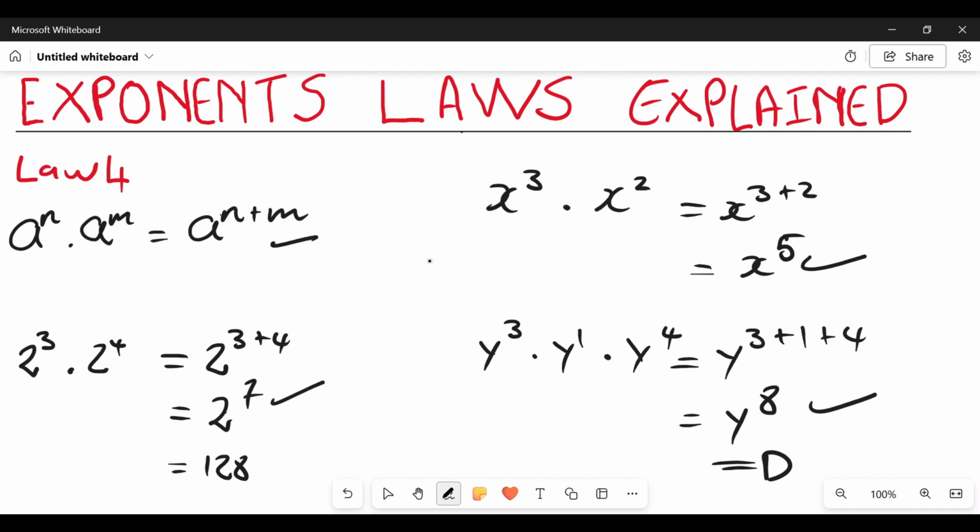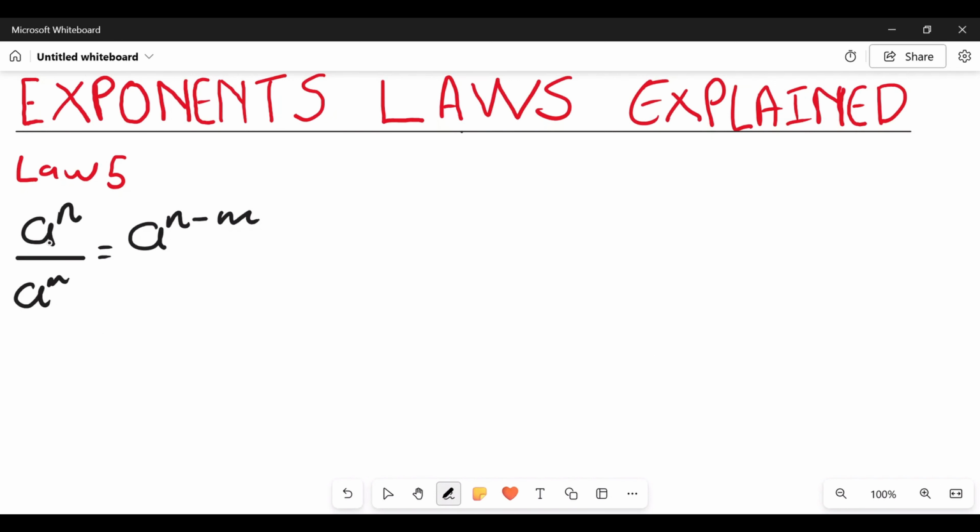All right, we're done with law 4. Let's do law 5. All right, guys, here is our law 5. Now, law 5 is different from law 4. As you can see, if the bases are the same, but they are dividing each other, as for the exponents, they're going to subtract each other. But you should be careful about this, guys. When the base is on the numerator, the exponent there on the numerator, you keep its sign. When the base is on the denominator, the exponent on the denominator changes the sign.